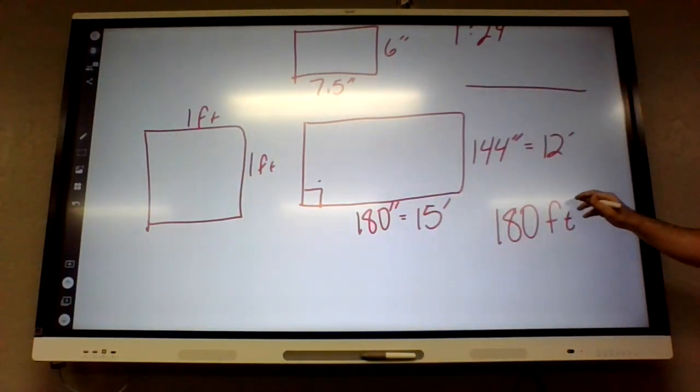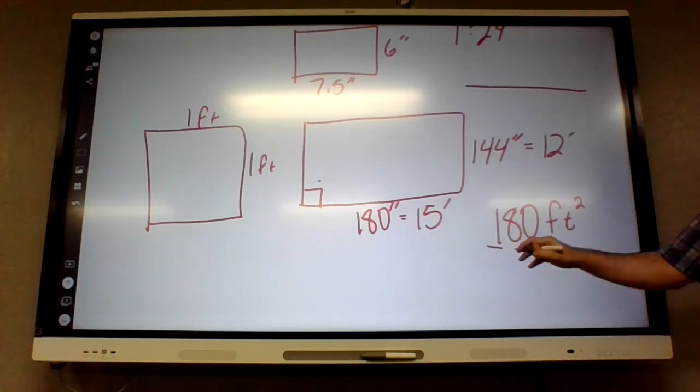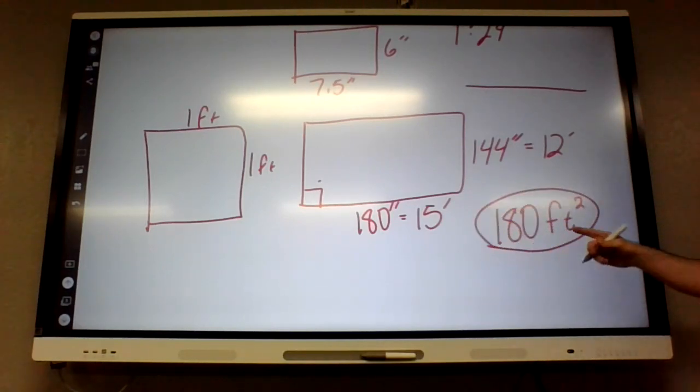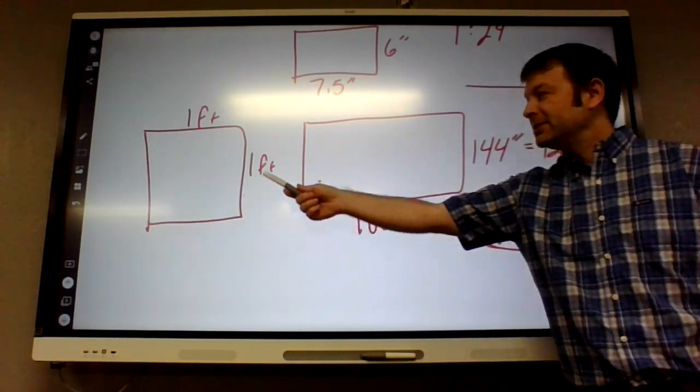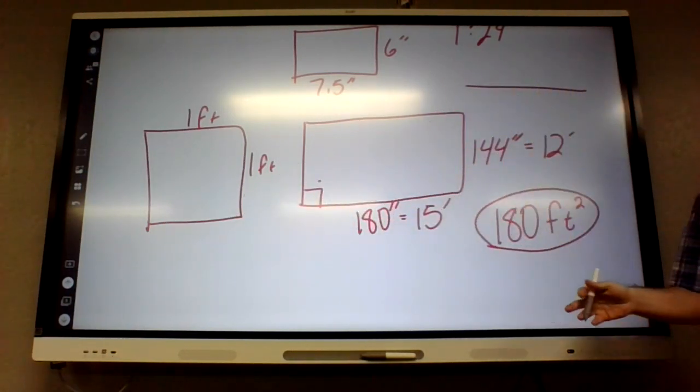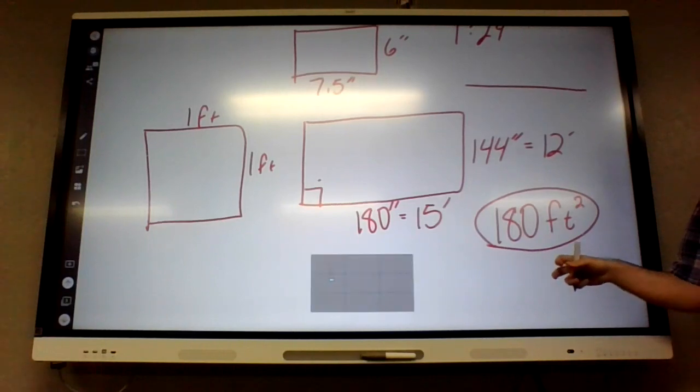Anyway, you put a little two up there to represent that it's a two-dimensional foot, one of these instead of one of these. Kind of getting into geometry a little bit.